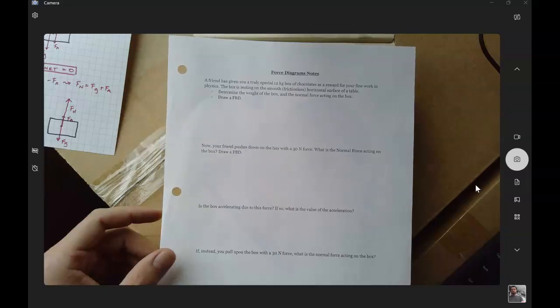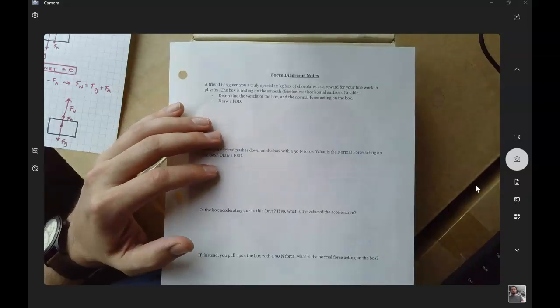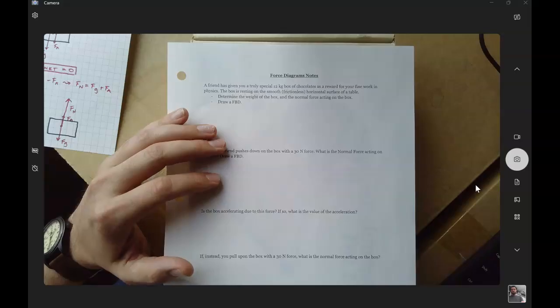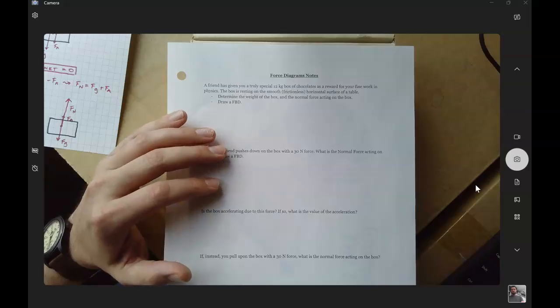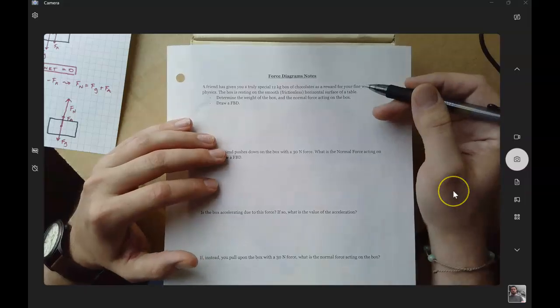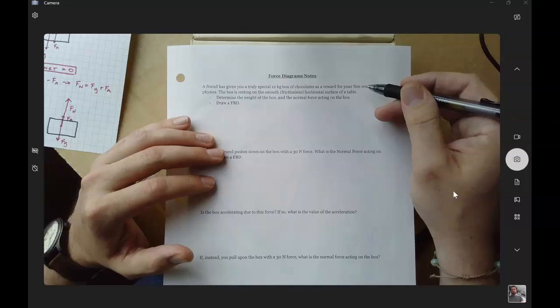Okay, so this note sheet is to help you get some practice in drawing free body diagrams as a key skill in the forces unit. So let's jump right in. This example problem is: a friend has given you a truly special 12-kilogram box of chocolates as a reward for your fine work in physics.